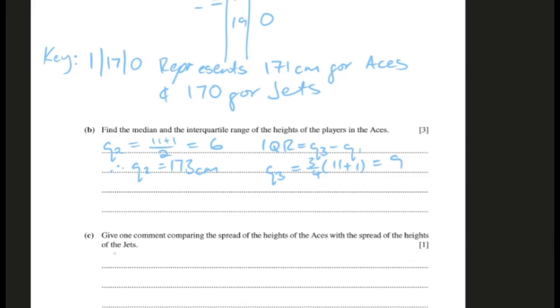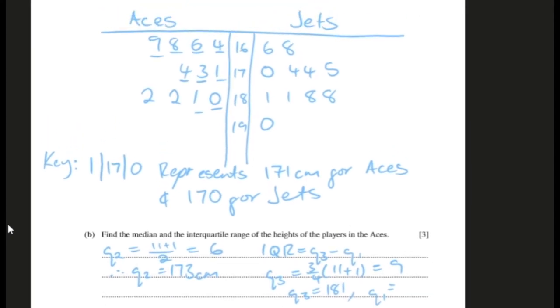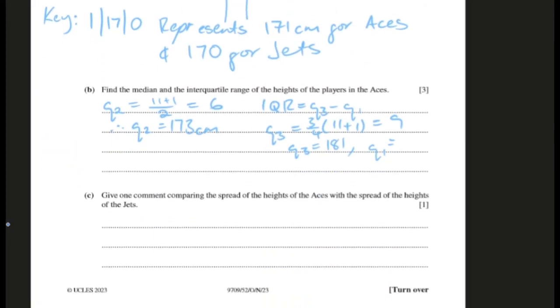So Q1 is 1/4 of 12. 1/4 of 12 is 3. So let's find the height in the 3rd position. So 1, 2, 3. That's 168. So Q1 is 168. That means our interquartile range is equal to 181 minus 168, which is equal to 13 centimeters, and that is our final answer.